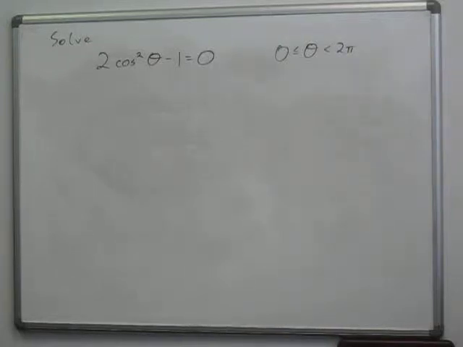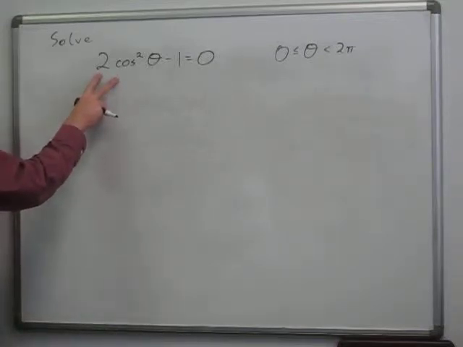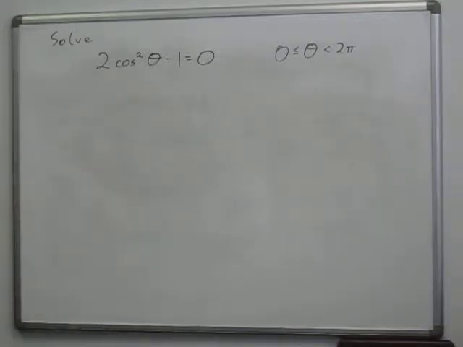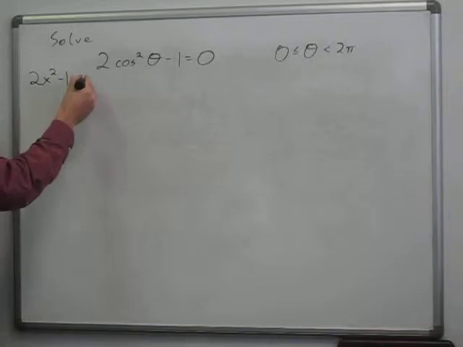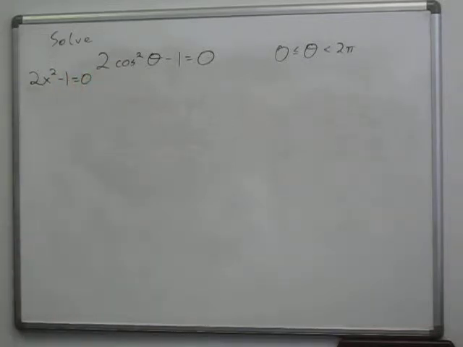Let's solve this quadratic type equation. When we solve trigonometric equations involving a quadratic type equation, we're going to use the same techniques that we would use for something like 2x squared minus 1 equal to 0. And for this problem, we could add 1, divide by 2, and then use the square root property. I'm going to attack this problem in the same fashion.